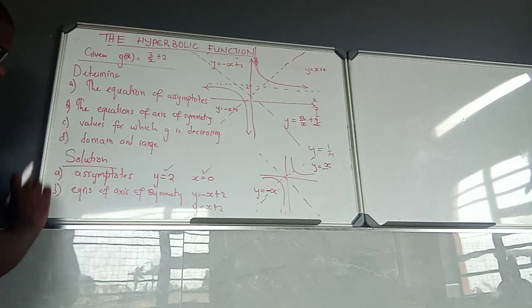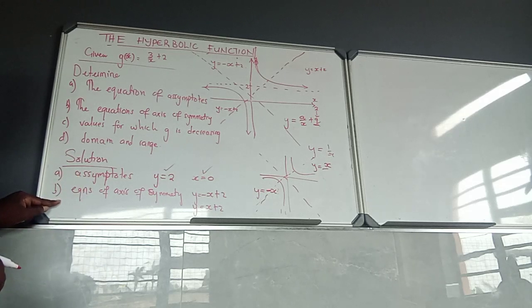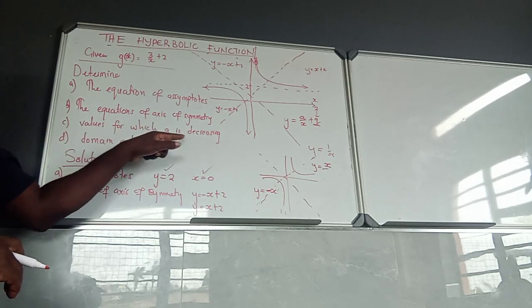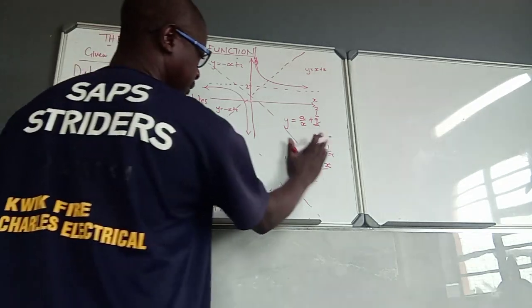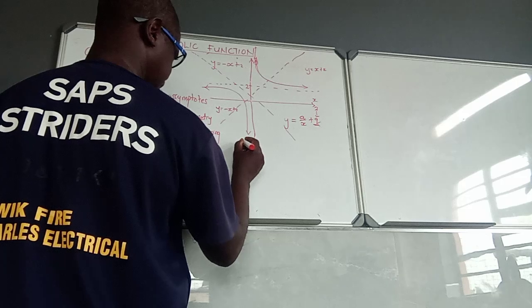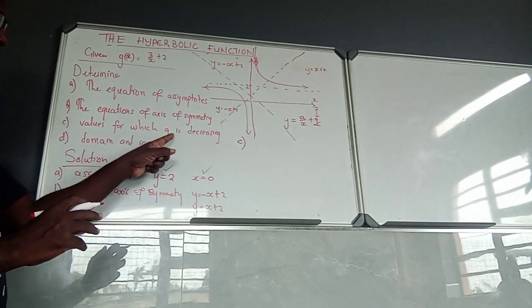And now, that is it for part B. Next we're going to look at part C, values for which G is decreasing. I'm going to erase this part of the board and say let's continue with our C. Values for which G is decreasing.